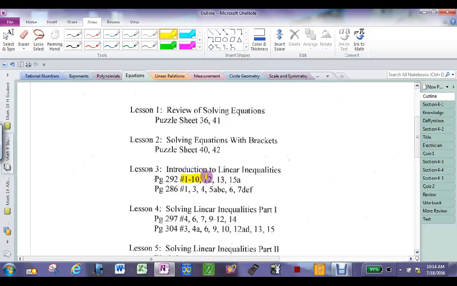Actually, you're going to do everything up to 13. We've already done 15 in our notes. And on 286, you're not going to do anything.